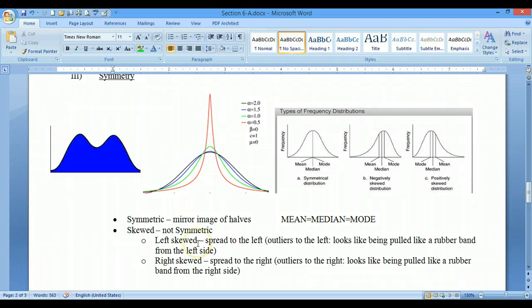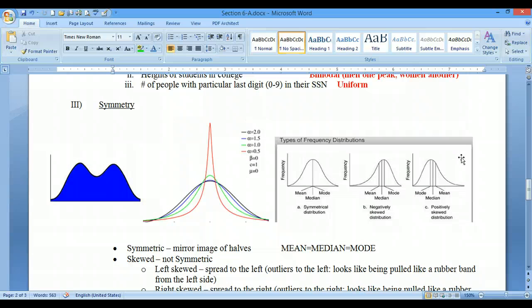Left skewed means I'm spreading a little to the left. I have a few outliers, and remember, it's going from low to high, so these outliers are down in the lower region, and it kind of looks like it's being pulled like a rubber band or Play-Doh on the left side. So that's left skewed. Right skewed means that the outliers and everything is spreading to the right. It's like it's being pulled on the right side by these outliers on the right, like a rubber band or some Play-Doh or a silly putty that's being stretched out that direction, and that's the right skewed, being pulled up by higher outliers.